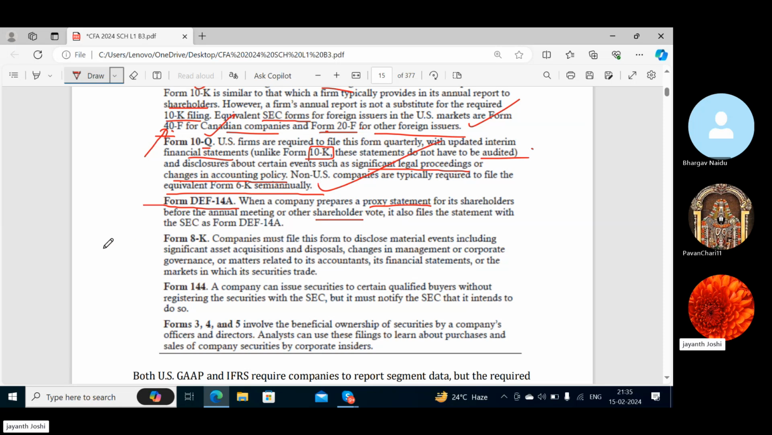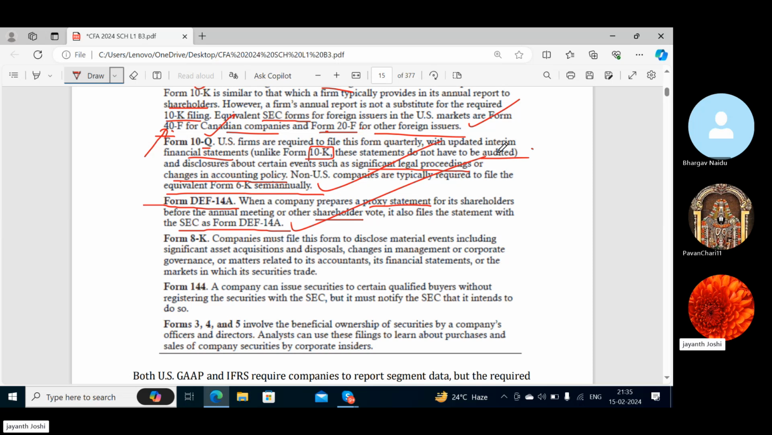So when a company prepares a proxy statement for its shareholders before the annual meeting or other shareholder vote, it also files the statement with the Stock Exchange Commission as Form DEF 14A. Okay. So when a company prepares a proxy statement, that means there are proxies who also vote, am I right? On behalf of the shareholders, because the shareholders give them the authorization for that.